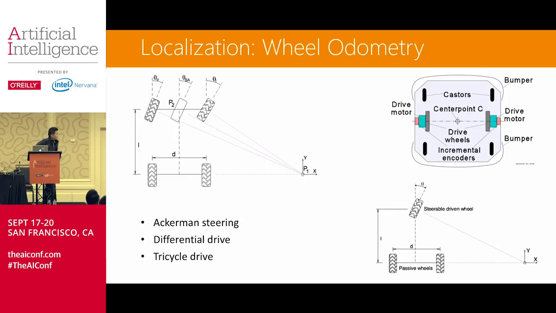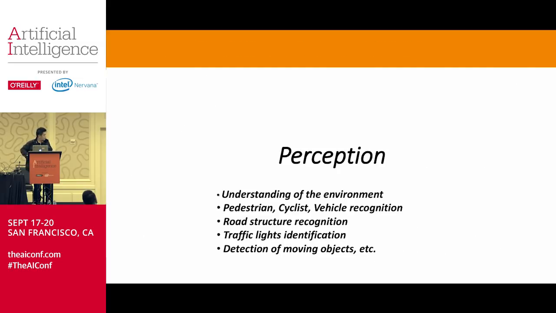The next type of localization technique is called wheel odometry. You can count how many rounds the wheel has rotated. Then you can derive the distance you have traveled. So that's wheel odometry. There are several popular types. Ackermann steering is most popular for vehicles. Differential drive is most popular for robots. Tricycle is another popular one for vehicles. So that's a short introduction to localization.